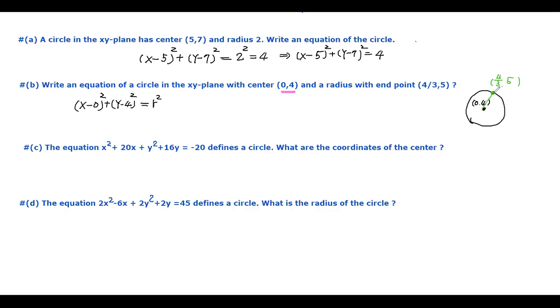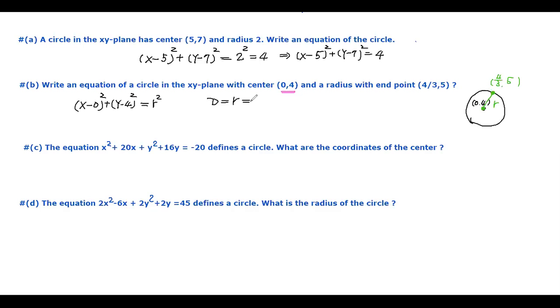From the center to any point on the circle, this is our radius. So they did not really tell us what the radius is. They just say, at the end of this radius, I touch this point, (4/3, 5). So this is where I'm going to use the distance formula, because I have 2 points: one is my center point, one is the point this radius touches. The distance between these 2 points really is the radius.